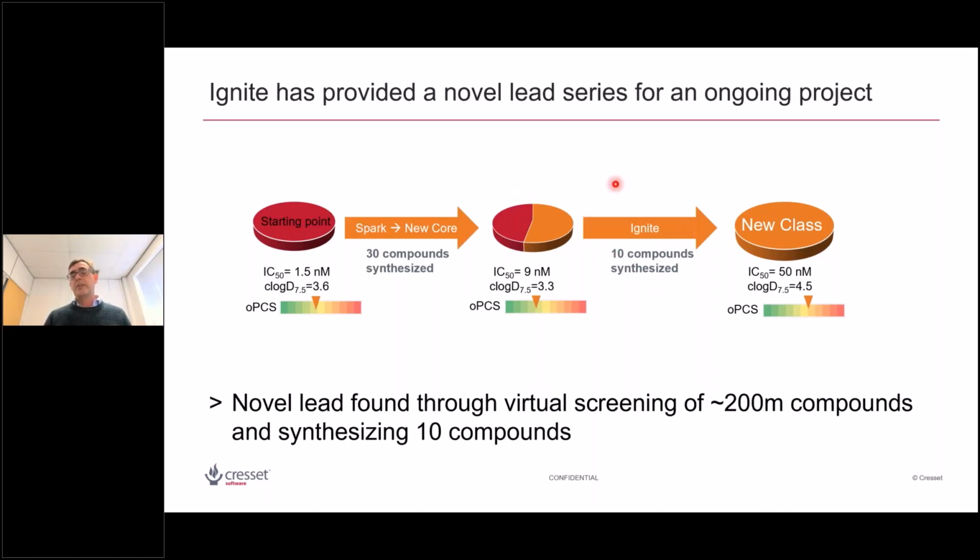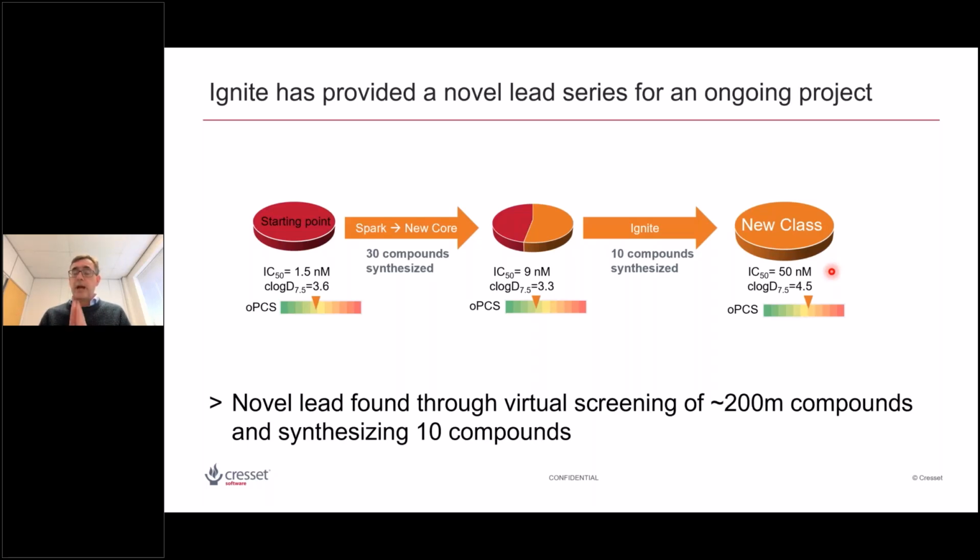So they ran an Ignite search in this case, starting from one of the Spark molecules here. They ended up synthesizing just 10 compounds from their library space that was suggested by Ignite, and one of those 10 was a completely new class of molecules, structurally unrelated, and again, with a double-digit nanomolar activity, which is an excellent starting point for further optimization.